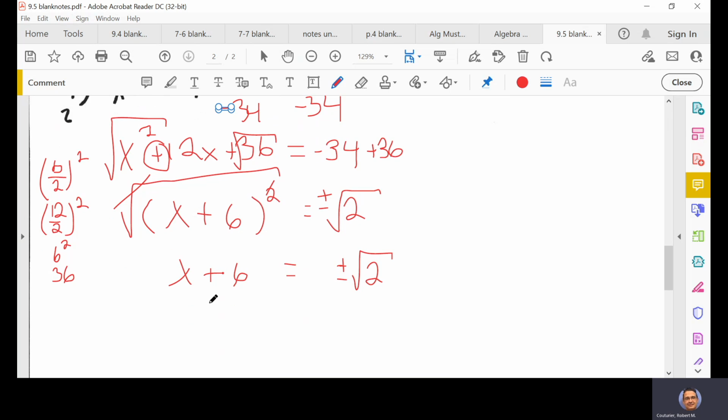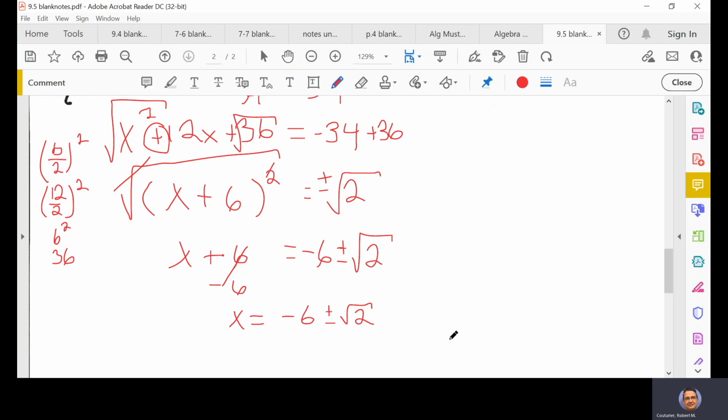Okay, in order to solve this, we subtract 6. Cancel, so we're left with x equals, and in an exact form, simplest form, radical form, you have -6 plus or minus square root of 2. And like that, you are done. That is 2 separate answers right here. You have -6 plus the square root of 2 and -6 minus the square root of 2.